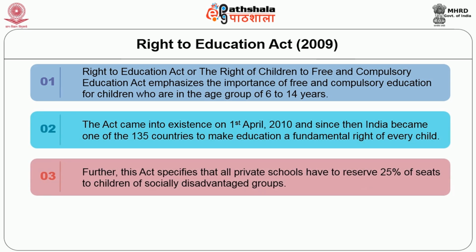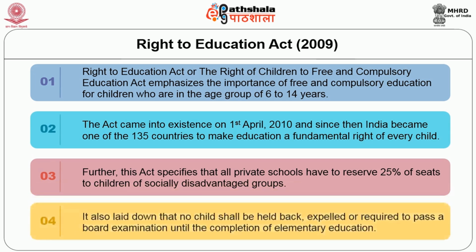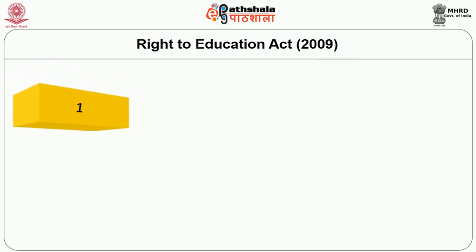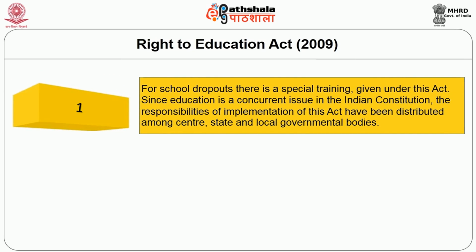Further, this Act specifies that all private schools have to reserve 25% of seats for children of socially disadvantaged groups. It also laid down that no child shall be held back, expelled, or required to pass a board examination until the completion of elementary education. For school dropouts, special training is given under this Act.